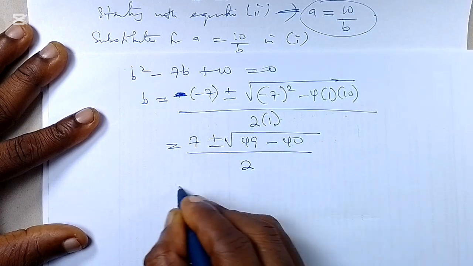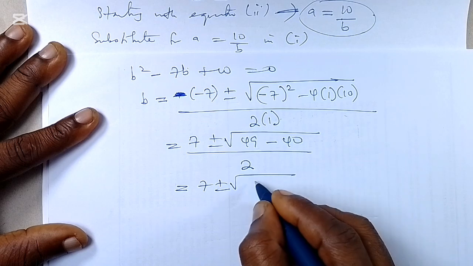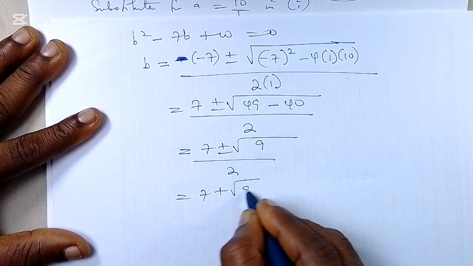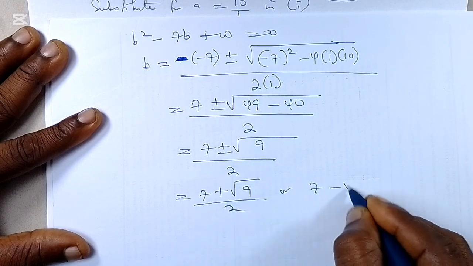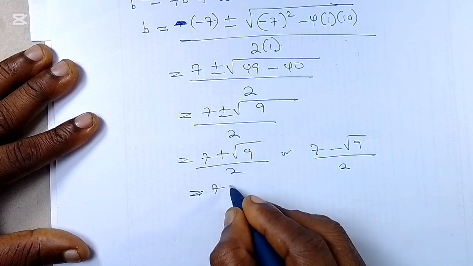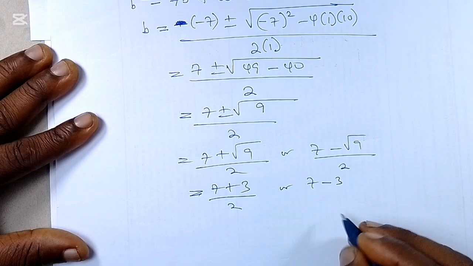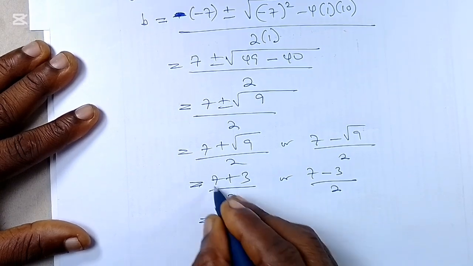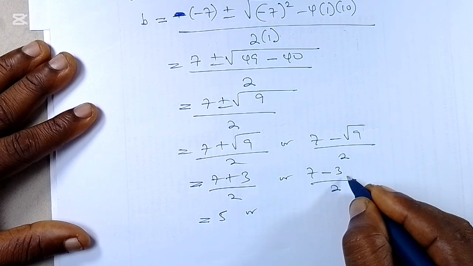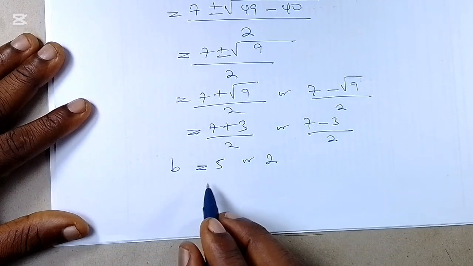All over 2. And this will give you 7 plus or minus the square root of 49 minus 40, which is 9, all over 2. This will reduce to 7 plus root 9 over 2, or 7 minus root 9 over 2. And that will reduce further to 7 plus 3, the square root of 9, all over 2, or 7 minus 3 all over 2. This would end up giving you 7 plus 3, which is 10 divided by 2, will give you 5, or 7 minus 3, which is 4 divided by 2, will give you 2. So it means that B is equal to 5 or 2.